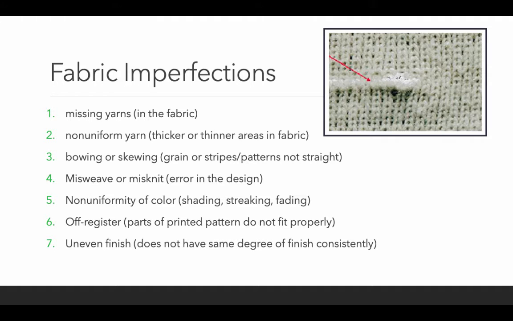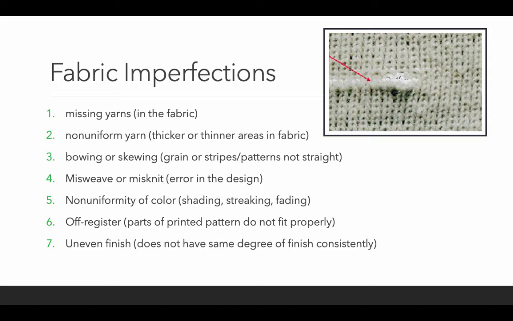So things like a missing yarn in the fabric, a non-uniform yarn, and that's if it's by mistake. In other words, remember we've talked about slub yarns, where it's thicker in some areas and thinner in others, but we're talking about non-uniform. The idea is it's supposed to be all uniform, and there's an area where it's thicker. That would be not intentional. So bowing or skewing, so the grain or the stripes, the pattern's not straight, maybe the pattern wasn't placed well, or it wasn't knitted or woven well. Misweave or misknit, so an error in the actual design.